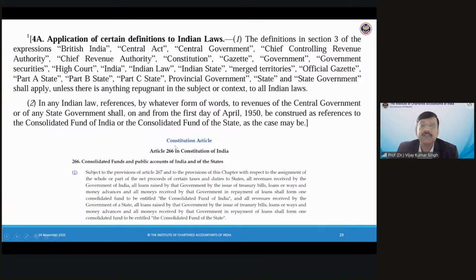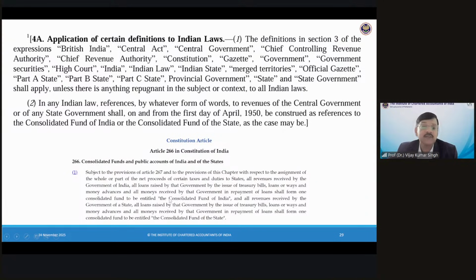So if you see, Article 226 of the Constitution of India expressly talks about that when it says consolidated funds and public accounts of India and states, subject to the provisions of Article 267 and so on.